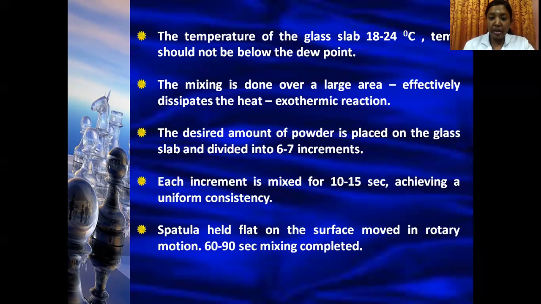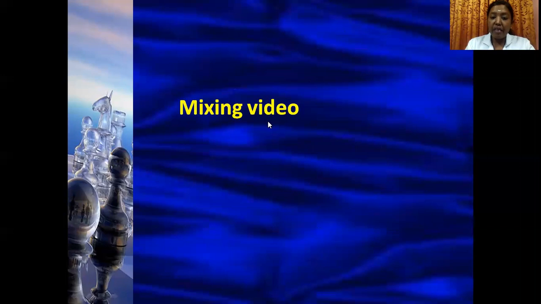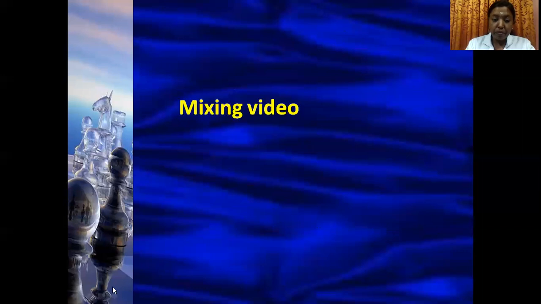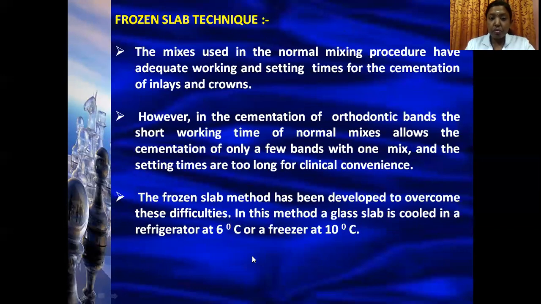As I told you, once all the increments are incorporated into the liquid, if it's a luting consistency, when you raise it from the surface of the glass slab, a string will be formed, which will break exactly when you raise it greater than 1 inch. Ideally, the mixing time is around 60 to 90 seconds. I have a mixing video here which I will show you at the end of the class.